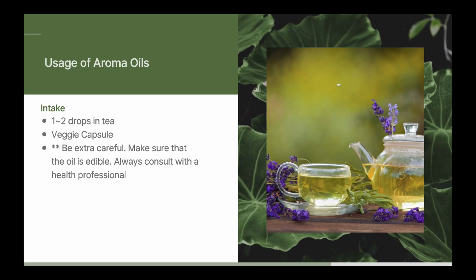Now, some of you may ask, okay, so does that mean that all ginger oils and black pepper oils are edible? That's not true. It's not really about the type of oil.